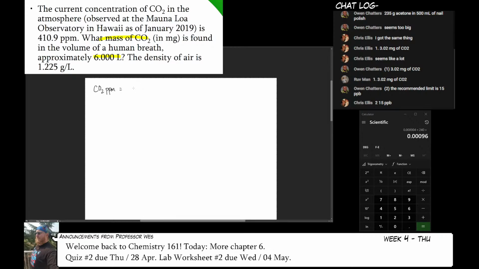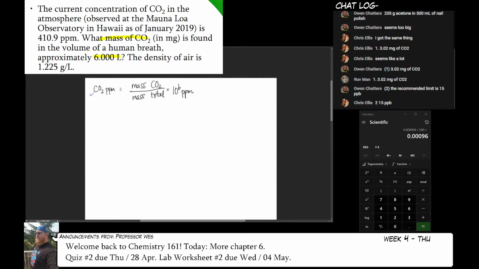So the concentration of CO2 in ppm would be the mass of CO2 over the mass total times 100%. Not 100%, sorry, that's not mass percentage. 10 to the 6 parts per million. All right, what parts of this do I know? I know what the CO2 parts per million is.